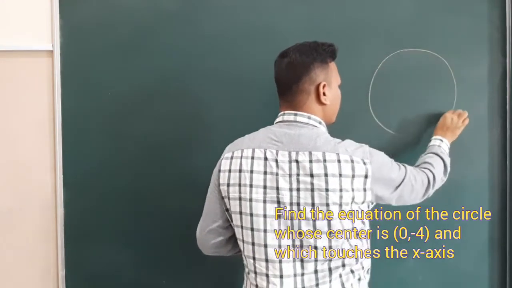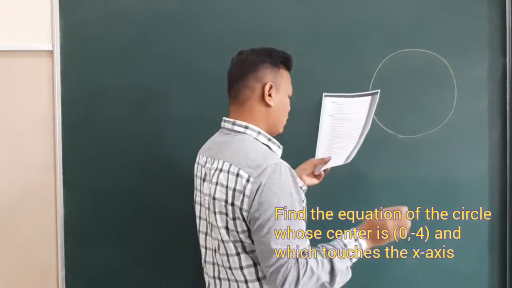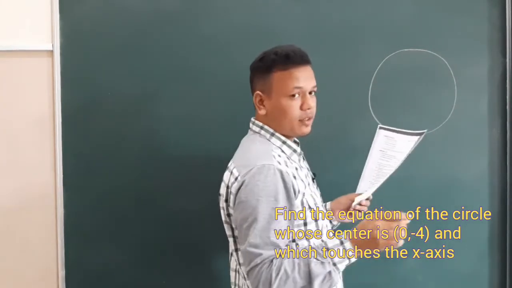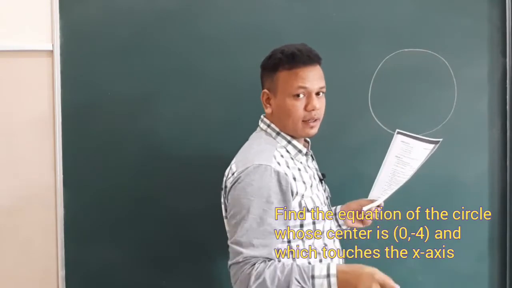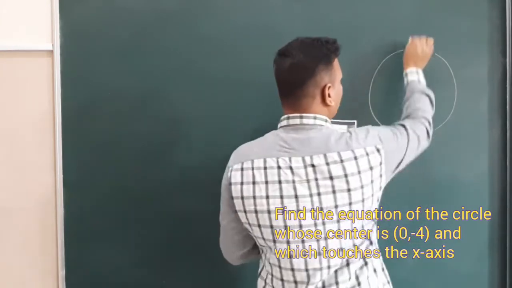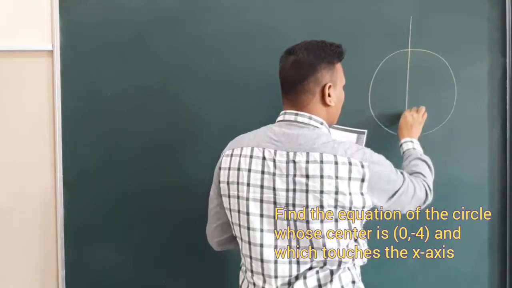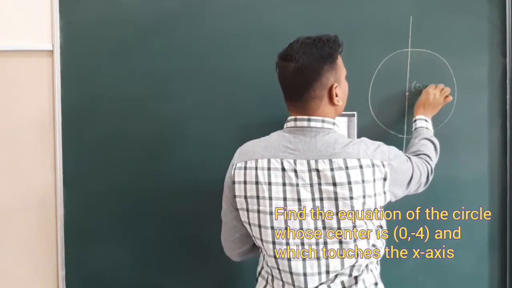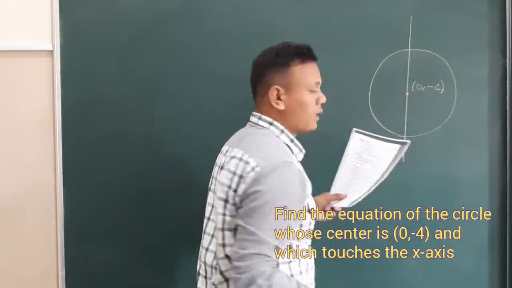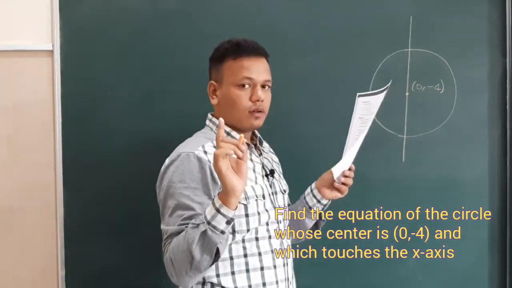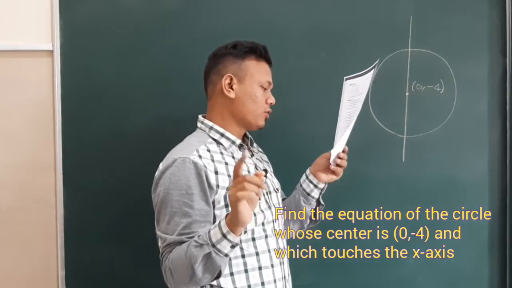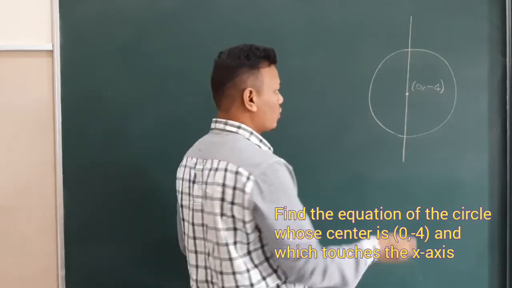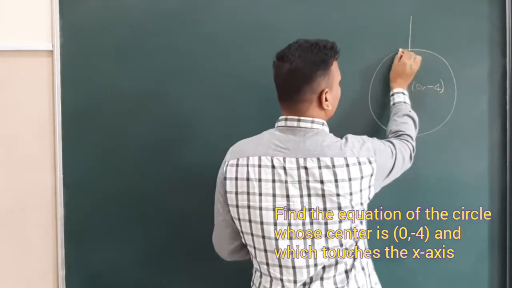So this is my circle. Fine. Okay, and the center is 0 comma minus 4. So 0 comma minus 4 means it is lying on the y-axis, isn't it? So the center is lying on the y-axis, and my center is 0 comma minus 4. All right. Next is, what is happening here? The circle touches x-axis. That means x-axis is your tangent. So obviously my x-axis will be somewhere over here, isn't it?